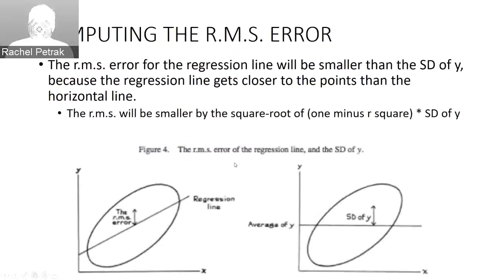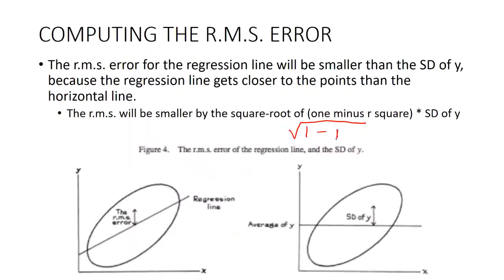And the error for the regression line is, as we said, smaller than the standard deviation of y, but we need to take into consideration the standard deviation of y in computing the RMS error. It's equal to the square root of 1 minus r squared times the standard deviation of y.